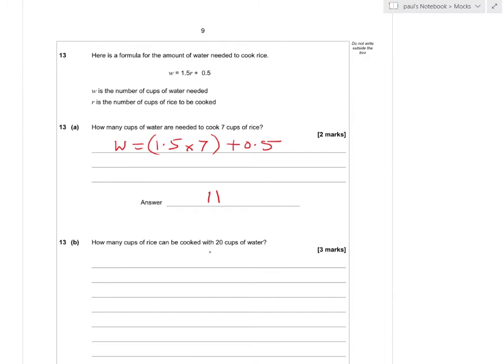How many cups of rice can be cooked with 20 cups of water? So 20 equals 1.5R plus 0.5. So take away 0.5, which gives me 19.5 equals 1.5R. Divide by 1.5. 19.5 divided by 1.5 equals R, which equals 13.